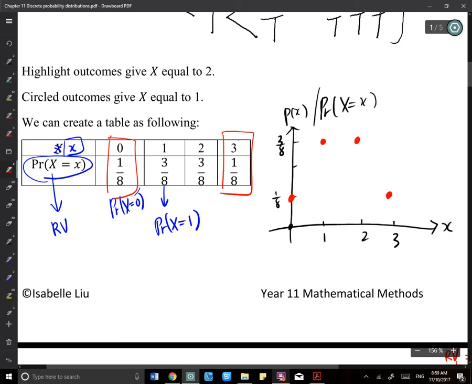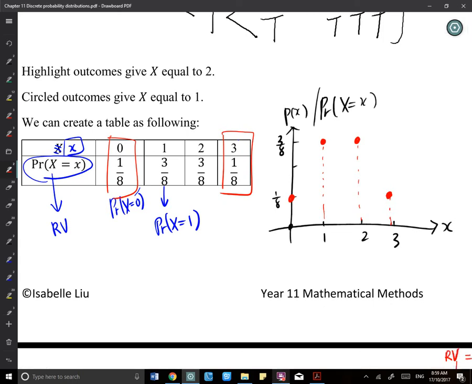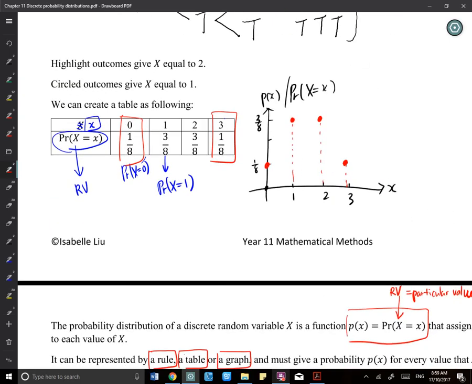So I can have dashed lines here to make sure how high that is. So this is a graph, okay? It is exactly the same as a table. I just represent each value with a dot on the graph. And I'll talk about the function by a rule later. So you have seen how to represent the probability distribution by a table, and how to represent that by a graph. That's a graph, that's a table.